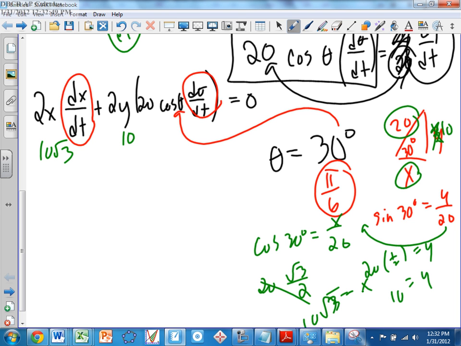Okay? Again, if you remember your special right triangles, you see how much time you save? I gave you guys those answers in like a second. This takes you another 30 seconds to do. Okay? Time is very, very important.